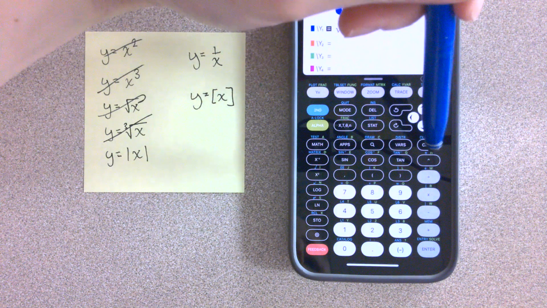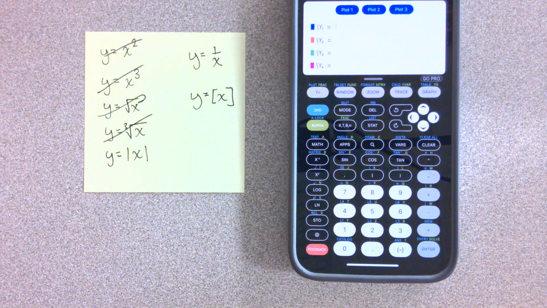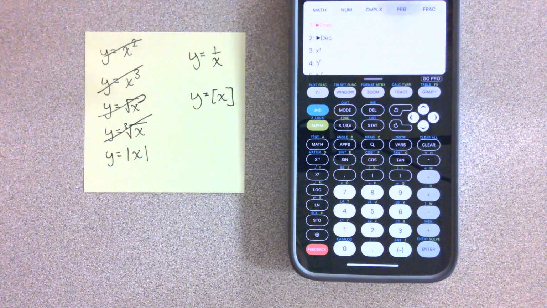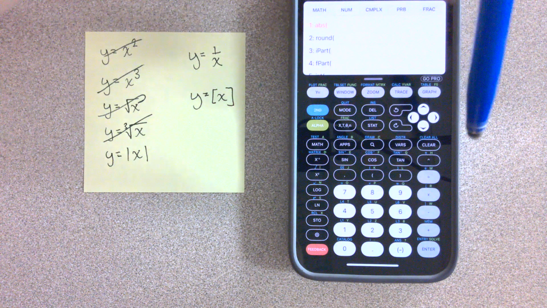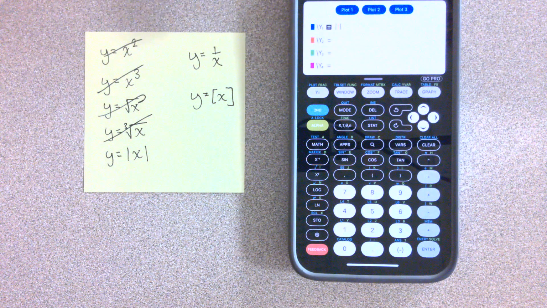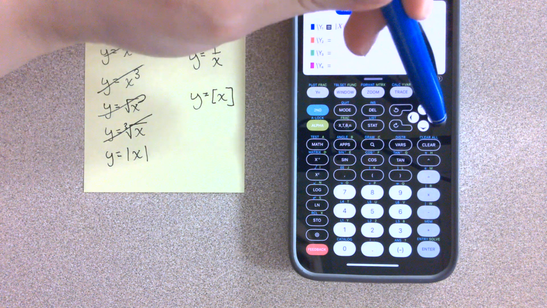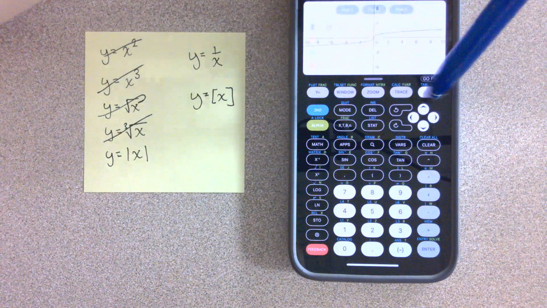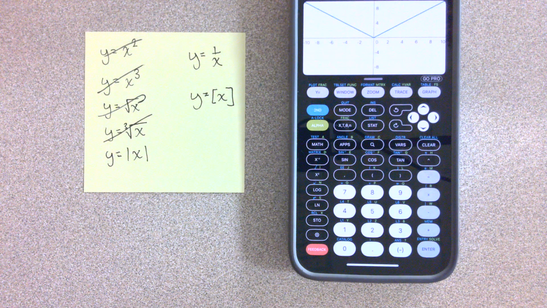Absolute value of x, clear this out. We're going to go back into that math menu, and then we're going to arrow over to that number tab at the top. And we have some options under here. You want option number 1, ABS. That's short for absolute value. Enter. And then as you can see, it turned into a little absolute value symbol. And then X inside of it. Graph. There you have it.